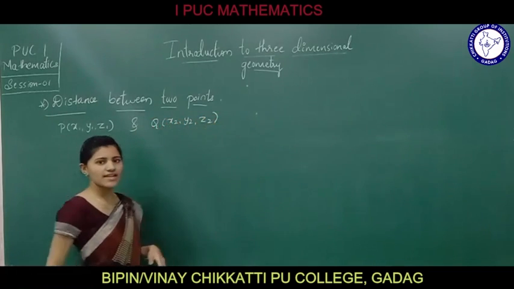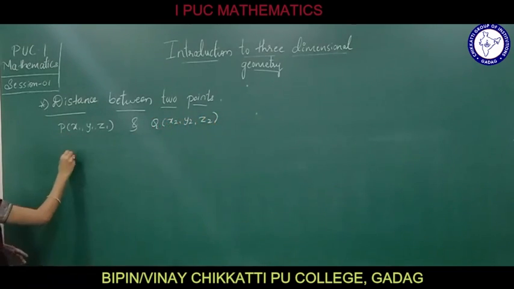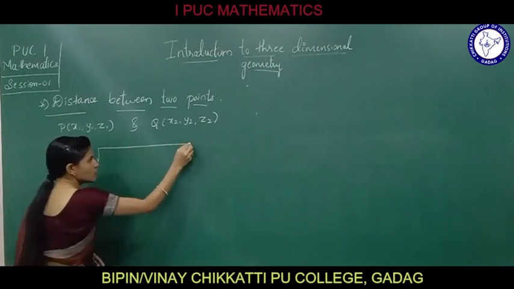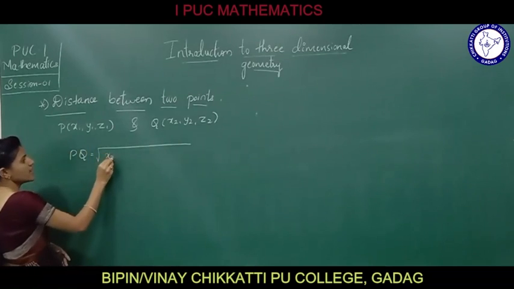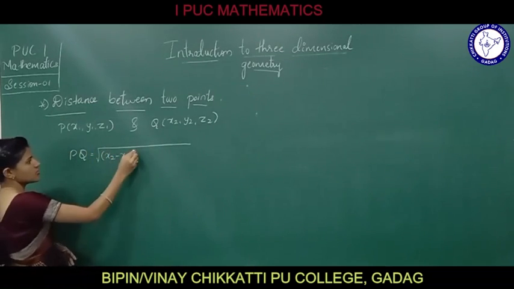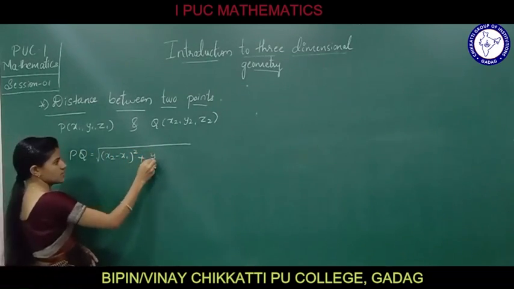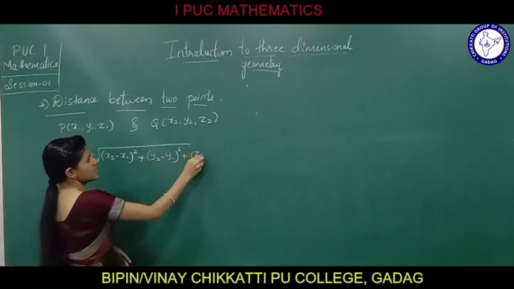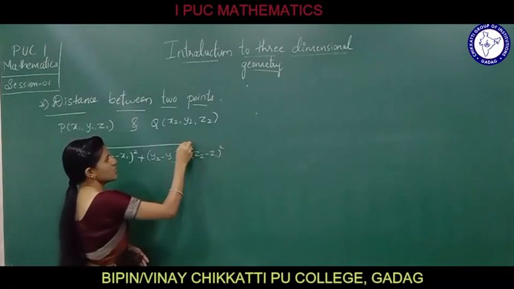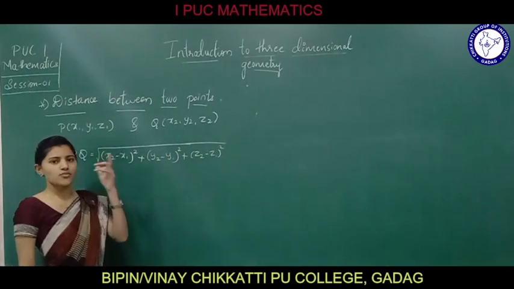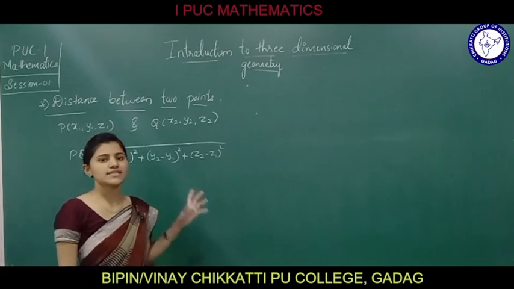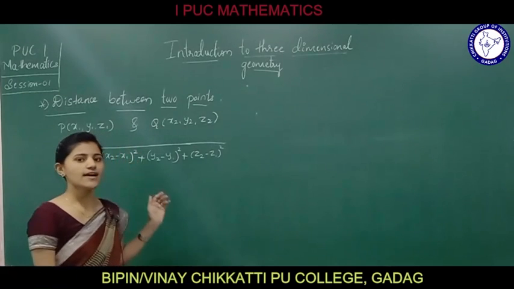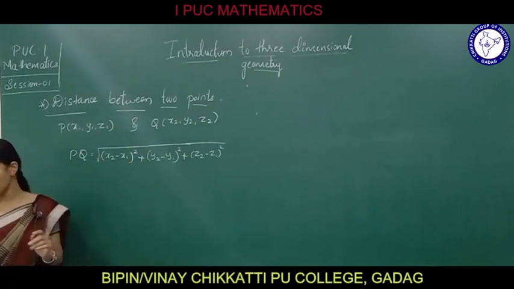So how are we going to find its distance? We have already studied that in two-dimensional space. Here, PQ will be equal to root of x2 minus x1 whole square plus y2 minus y1 whole square plus z2 minus z1 whole square. This is how we are going to find the distance between 2 points. Depending on this formula, let us solve a few problems.